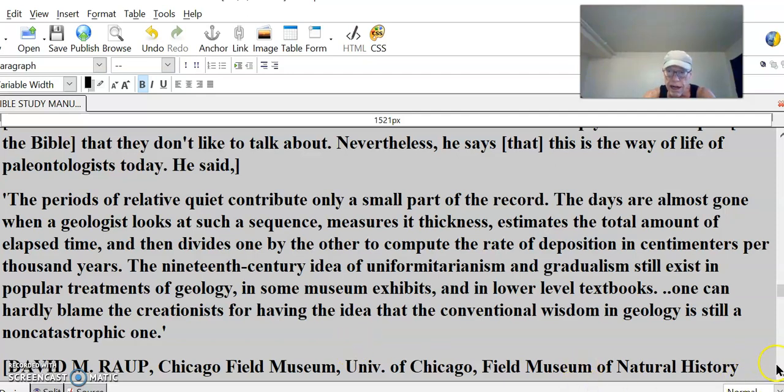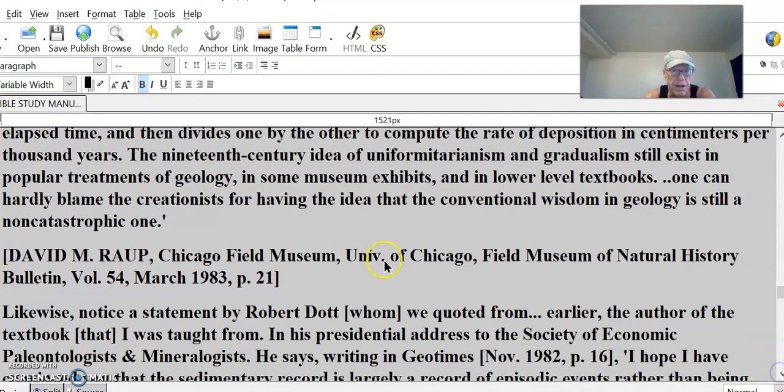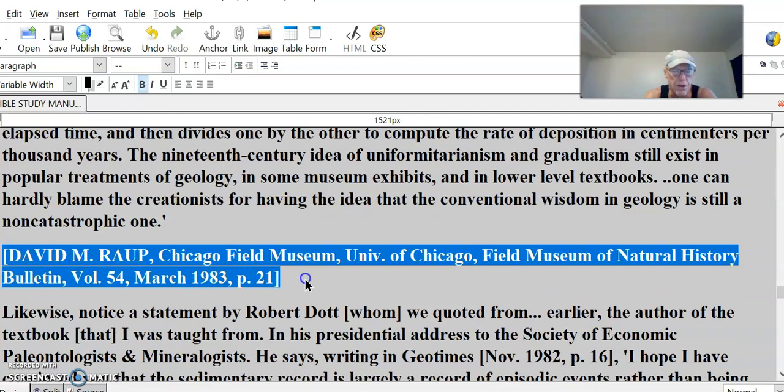You know, put it right out there in front of you. It's kind of subtle. David M. Raup, Chicago Field Museum.